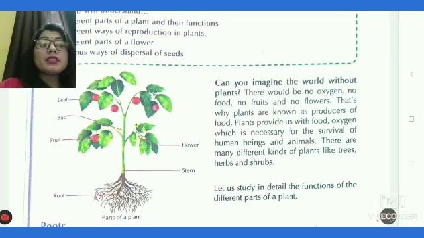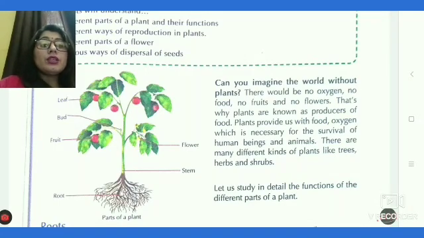So plants हमें क्या देते हैं? They give us food, they give us oxygen, and both the things, food and oxygen, are necessary for us. हमारे जीवन के लिए, हमारे सर्वाइवल के लिए they are very important. There are many different kinds of plants like trees, herbs and shrubs. In previous classes we have talked about the trees, herbs and shrubs. Again we will recapitulate in this chapter also.